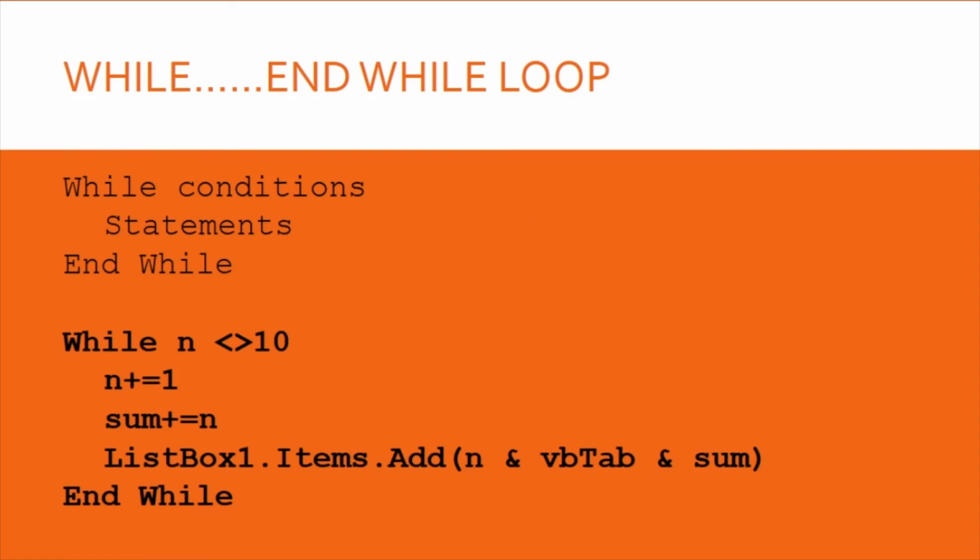Okay, and then the last part, the While loop. Still in the looping statement, we can use While, and then we follow with the condition. Inside here, we have the statement and it ends with End While. Example here: While n not equal to 10, n plus 1, sum plus 1, add inside the list box, and then End While.